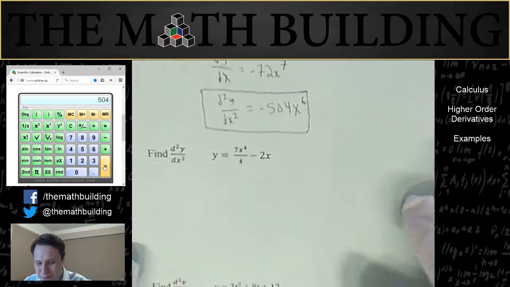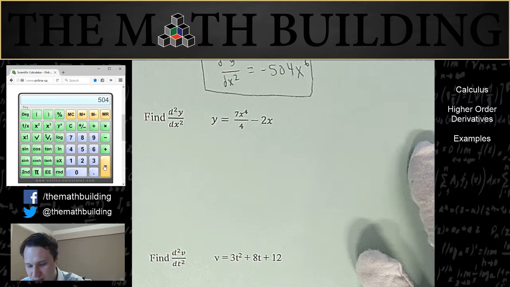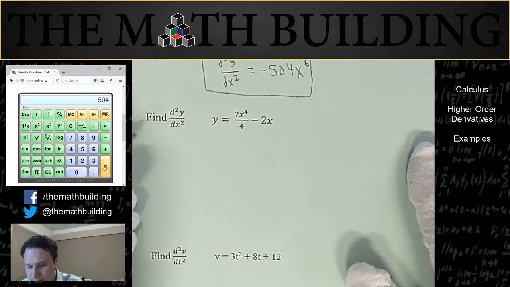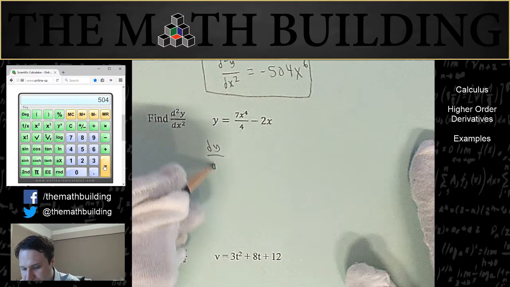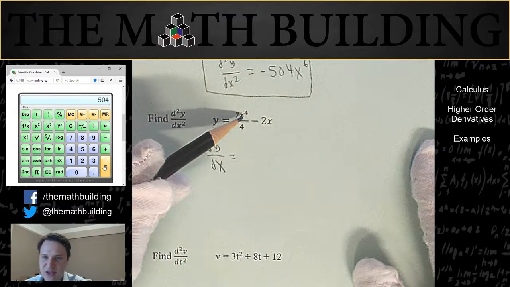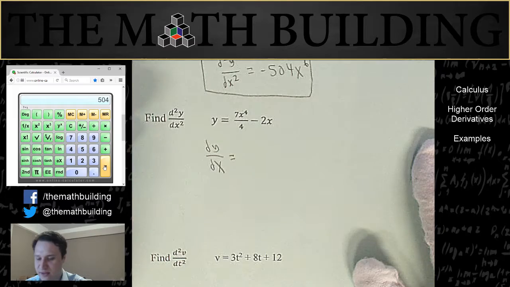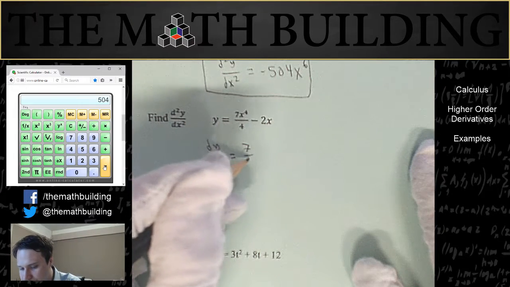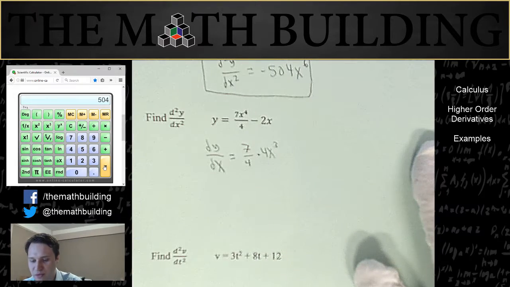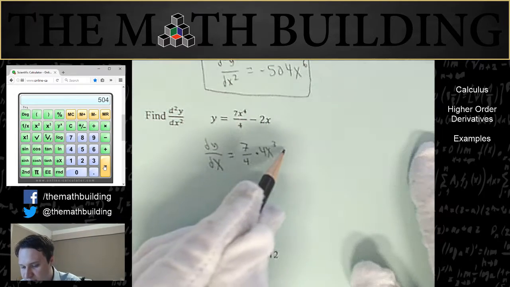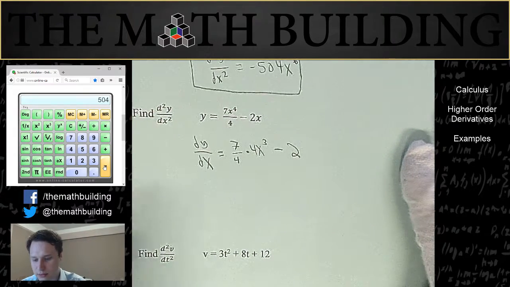Let's do another one. Here we have y equals 7x to the 4 over 4 minus 2x. So let's find the derivative. First let's find dy dx. So I have x to the 4, and remember that the 7 over 4 we can treat as a constant. So let's pull it to the side and multiply that by 4x to the 3, which is the derivative of x to the 4. And then this would be minus 2, because the derivative of negative 2x is negative 2.